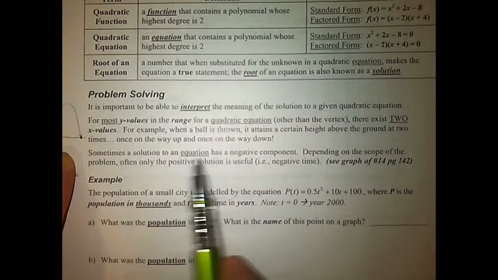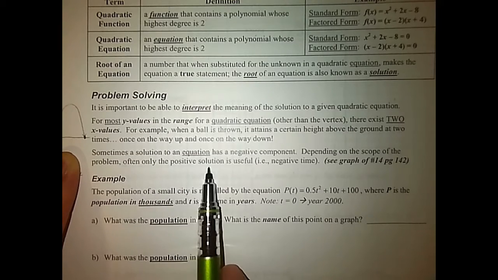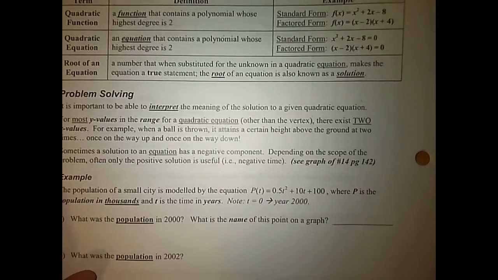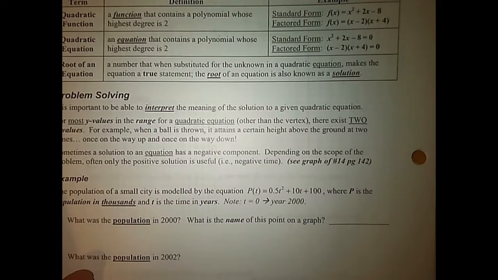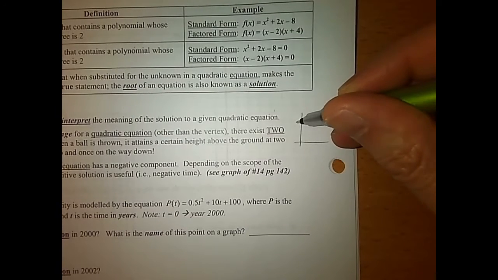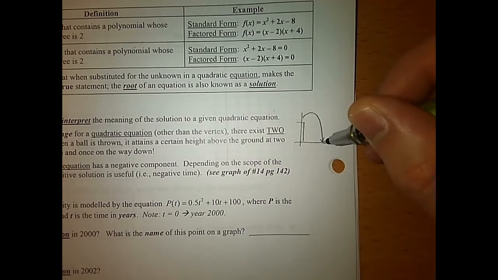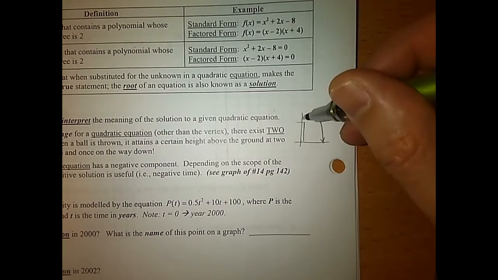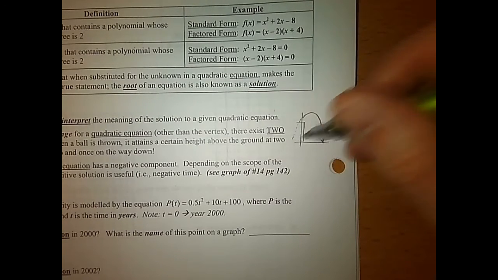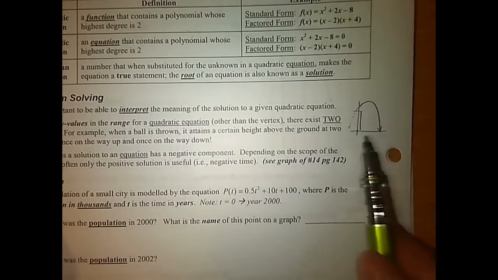Sometimes a solution to an equation has a negative component, but depending on the scope of the problem, sometimes only a positive solution is useful. So, for example, the question that we got a lot in the last chapter is like, if a person is on the roof of a building and then they throw a ball off the building, well, how long before the ball reaches the ground? There's a negative component here, but we don't count it because we'd have a negative time there. That's an example where sometimes we have to have a restriction on what's available for the domain here.